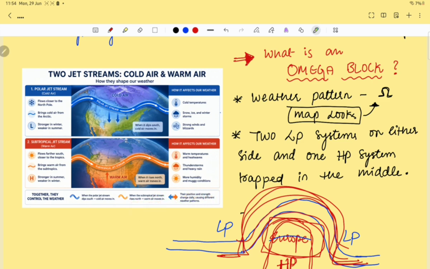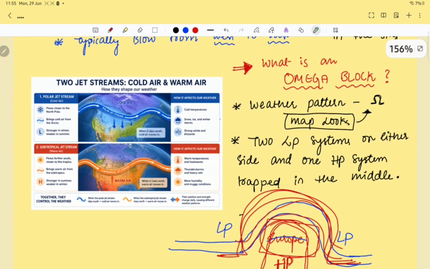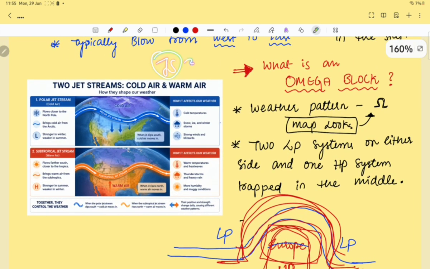So this position changes daily. The position and strength of the jet stream change daily, causing different weather patterns. So we have now understood what a jet stream is, and now we'll look into what an omega block is. This is most important because currently Europe is facing a severe heat wave due to this effect.